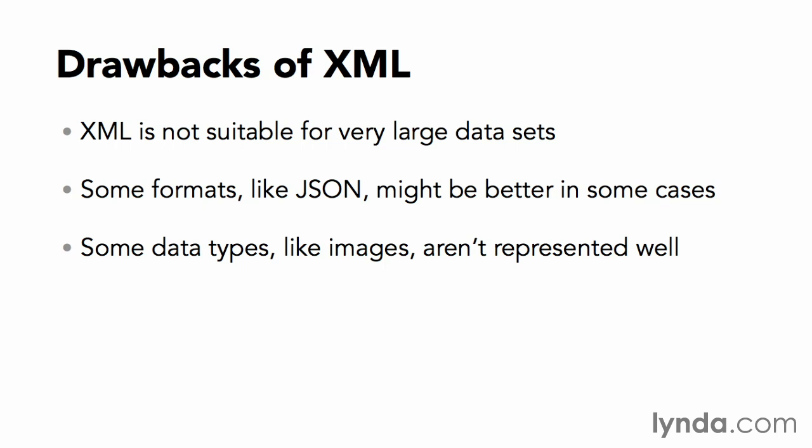Some data types, like images, aren't represented well in XML because it's a text format. There is a way to do this. You can encode images and insert them into XML documents, but that gets pretty unwieldy pretty quickly, and even though it's possible, it may not always be the best way of doing it.